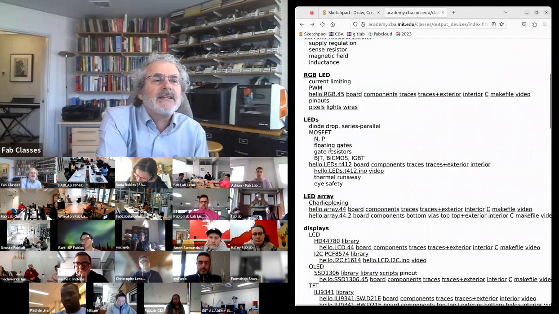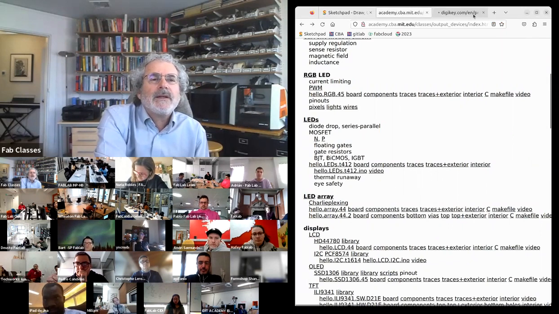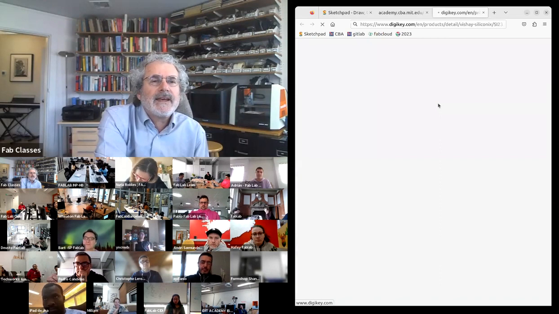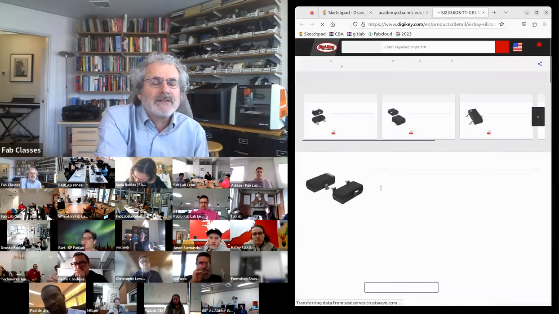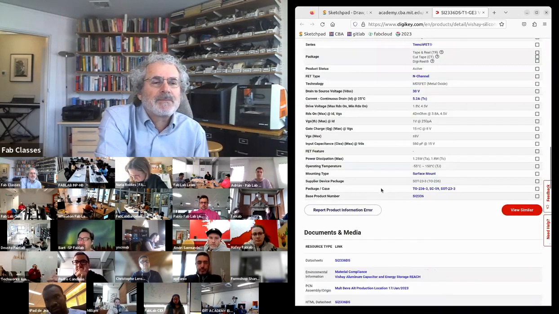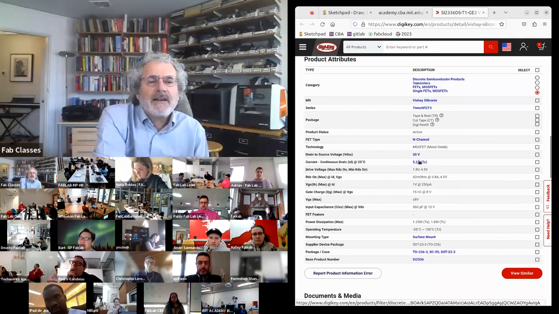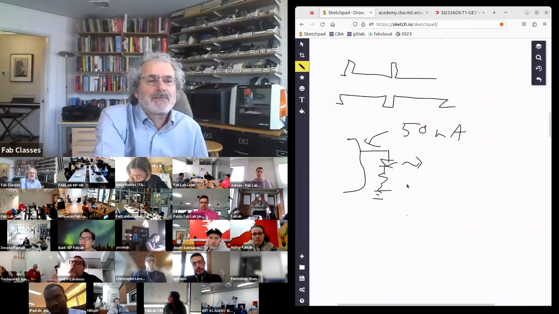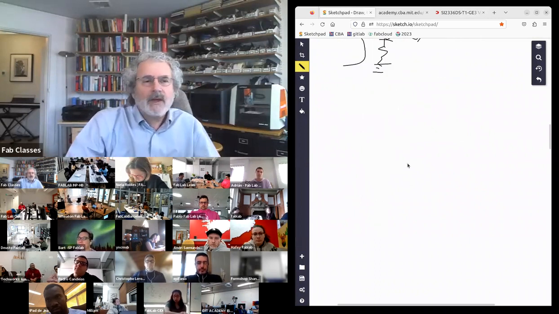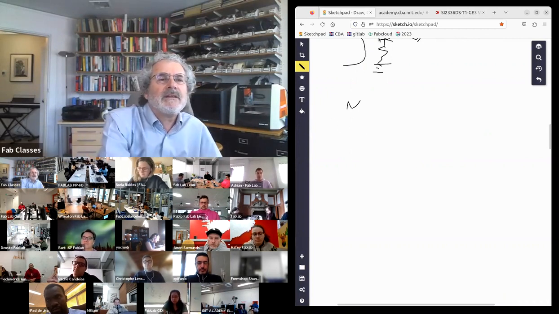So to light this LED, we need a transistor. So one of the main parts for today is this. And this is a somewhat life-changing part. This little transistor handles 5 amps and it handles 30 volts. So this is a MOSFET.